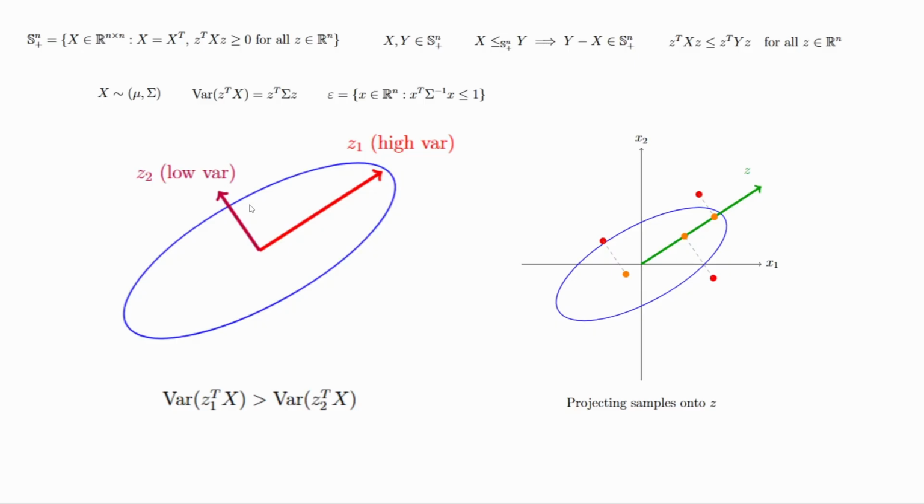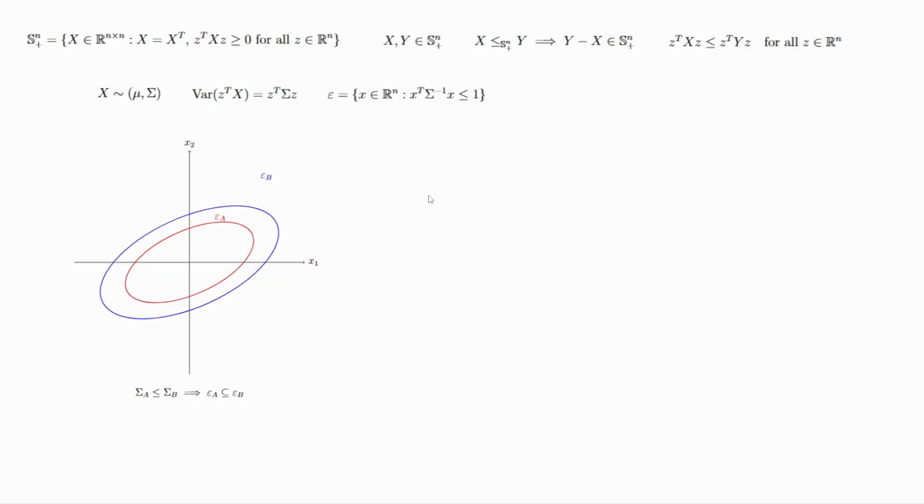On the other hand, if Z is perpendicular to the major axis, the variance will be smaller with the same argument, but just in reverse. So that completes the setup.